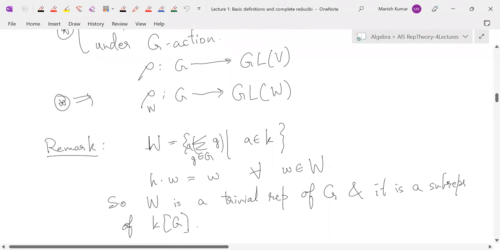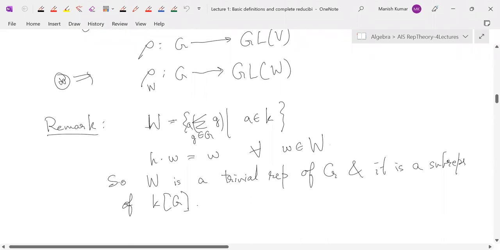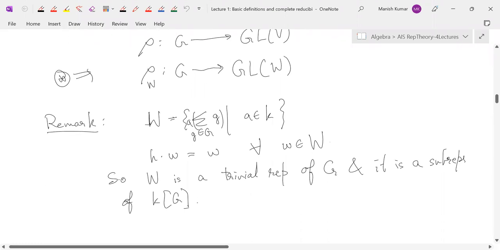In the exercises today in the afternoon, Arunava will show, or you can work out yourself, that every one-dimensional representation sits inside the regular representation. And later in the course, we'll see that every irreducible representation sits inside a regular representation.